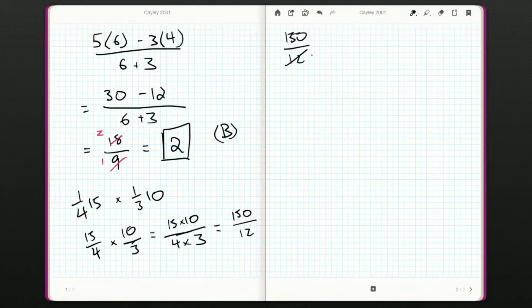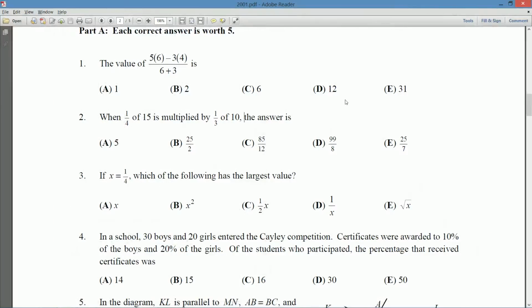150 over 12, we can get a 2 here, and a 2 here. We'll be left with 75 and 6. And each of those has a factor of 3. So we'll be left with 25 over 2, I believe. And that was one of the answers. Yeah, 25 over 2, so that was B.